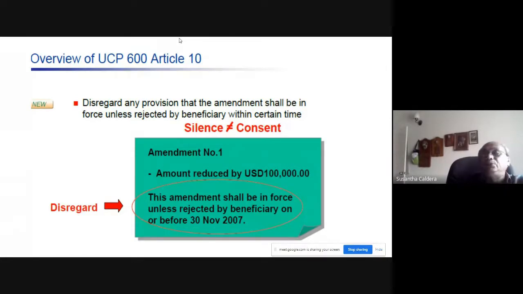We cannot say that if they do not respond, it will be automatically accepted or rejected in the event that the beneficiary does not provide a notification of acceptance or rejection within the specified period. Right? Do not put such a thing. Say the amendment says amount reduced by $100,000. This amendment shall be in force unless rejected by beneficiary on or before 30th November 2007. That is disregarded. Then, if they remain silent, how and when will we know whether this was accepted or not?